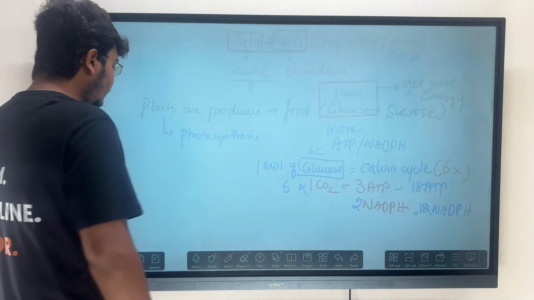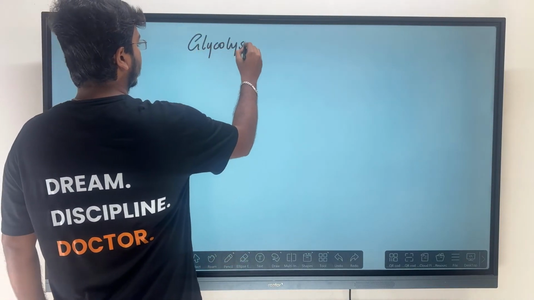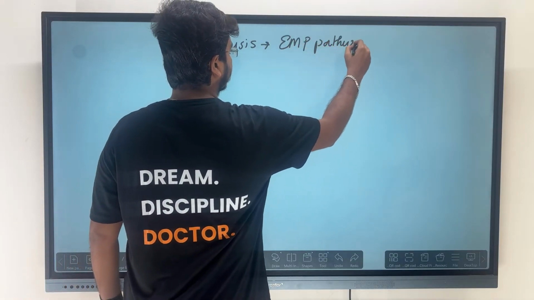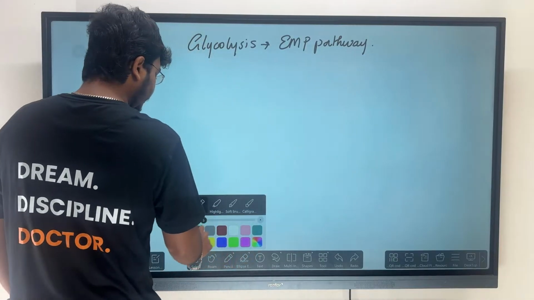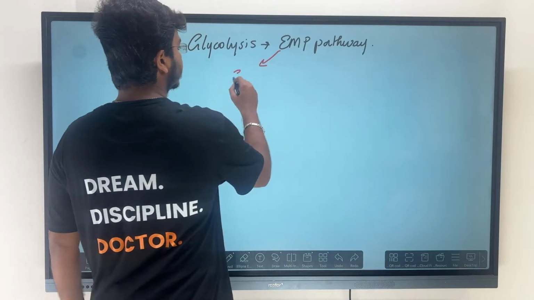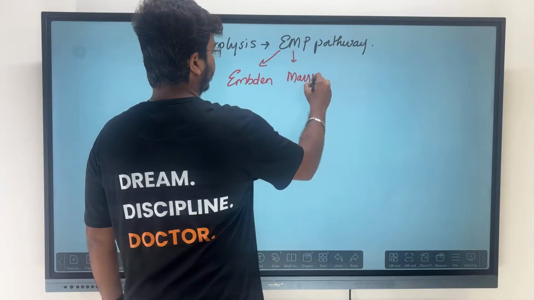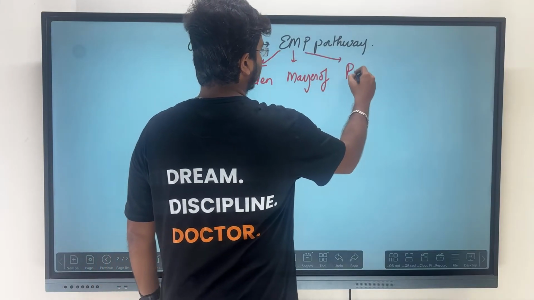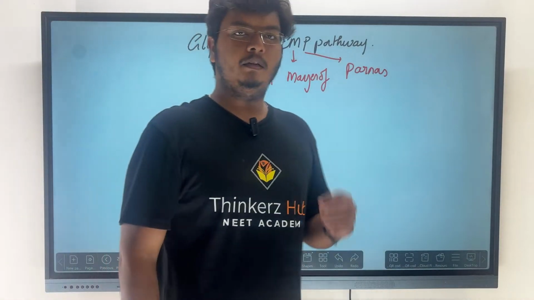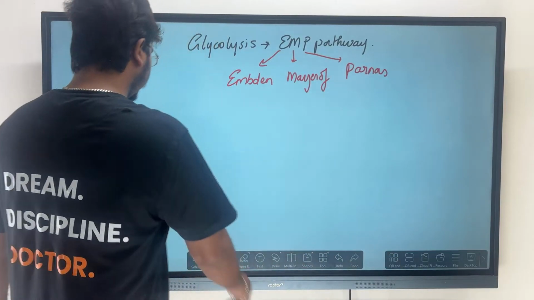Next, this glycolysis is also known as the EMP pathway. It means this glucose breakdown process was explained by 3 scientists, Embden, Meyerhof, and Parnas. These are the 3 scientists who explained this glycolysis process, so it is also called the EMP pathway, right?